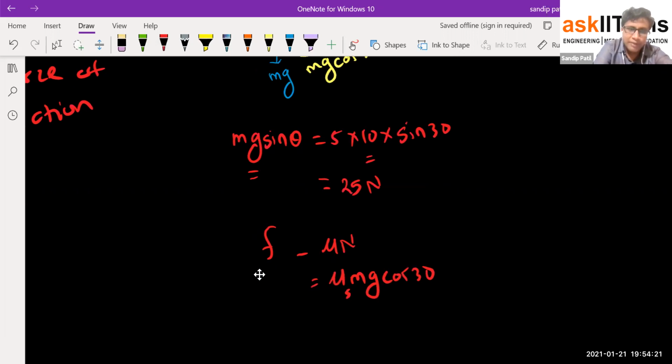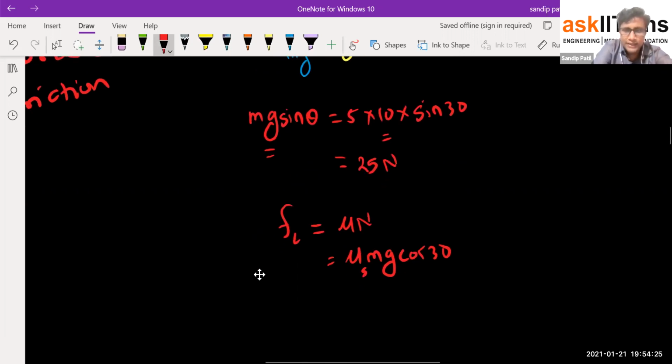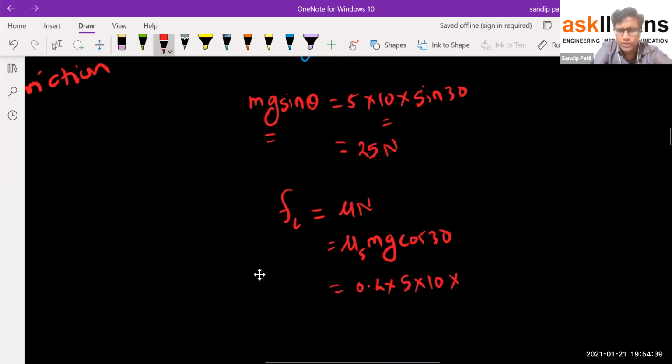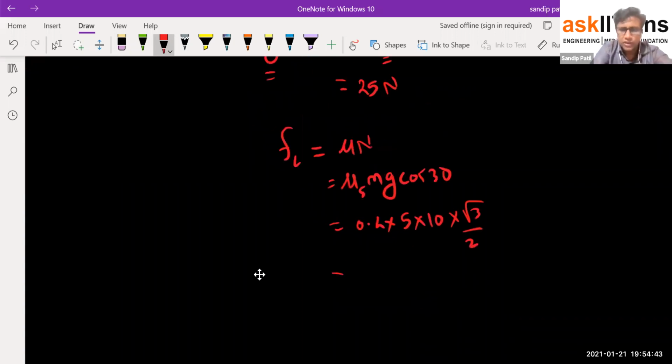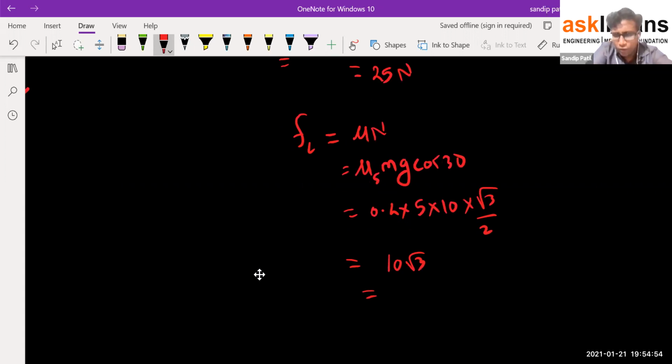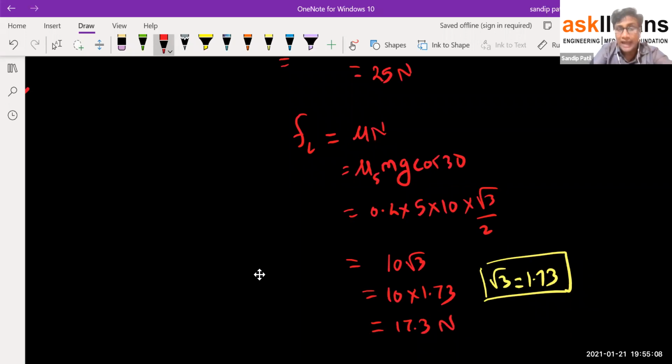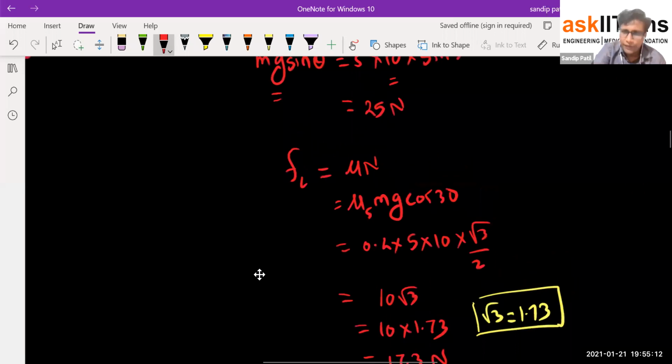So first of all, let's find out the maximum frictional force there. Therefore I have to use mu s instead of mu. So how much is mu s? 0.4. Mass is how much? 5. g approximately we are considering as 10. Cos 30, does anybody know the value of cos 30? That is root 3 by 2, right? So let's solve this. It will become 10 into root 3. And if you remember, the value of root 3 is 1.73. Substituting, I get 10 into 1.73. Can I say this is 17.3 Newton? So the maximum value is 17.3 Newton. Okay, simple.